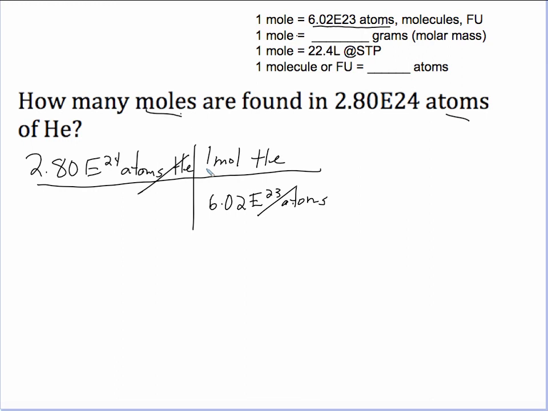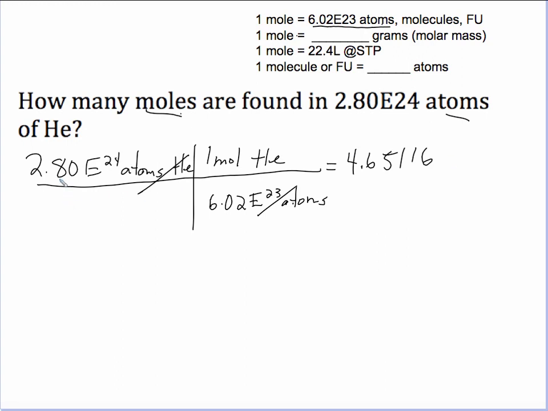Okay, so then you would just type in 2.80 e to the 24th power times 1 divided by 6.02 e to the 23rd power. And your calculator is going to have this big long number, like it's going to be 4.65116, and it goes on for a long way.